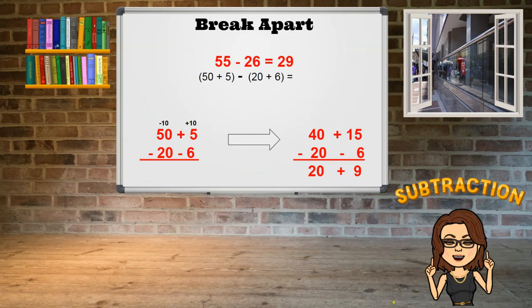Break apart. This looks most like the standard algorithm, but it does maintain place value understanding and the magnitude of the number. In this example, they broke the numbers apart by place value. Then they took 10 away from the 50 and they added the 10 to the 5. So now they have 40 plus 15 minus 20 and then minus 6.